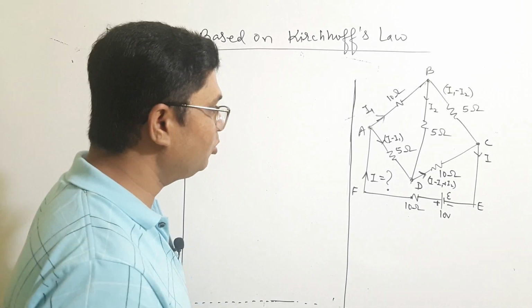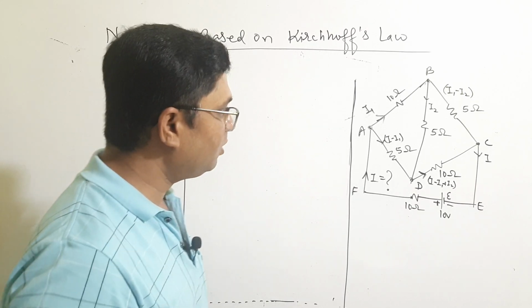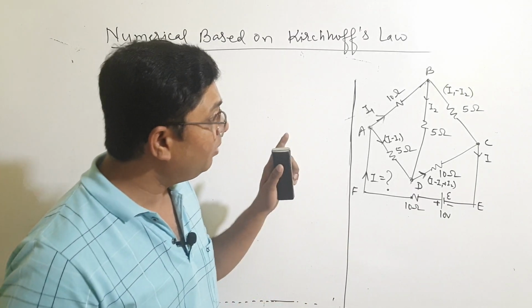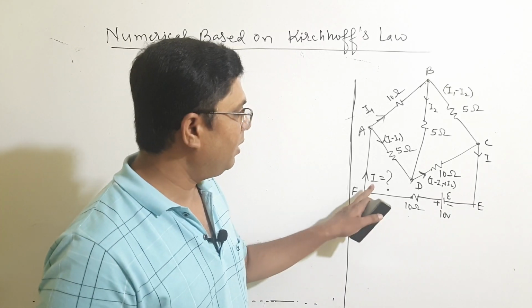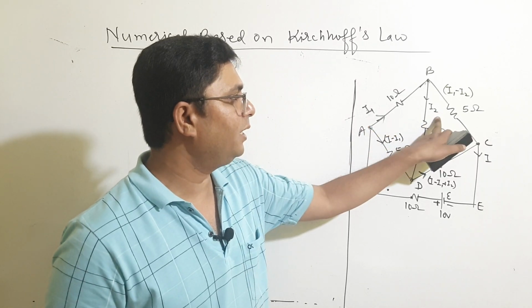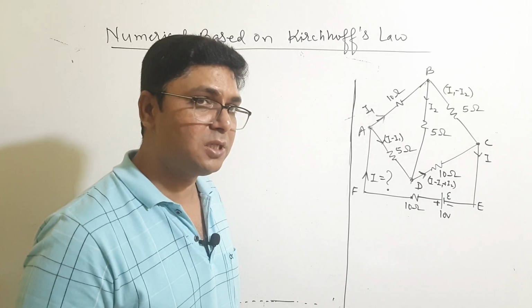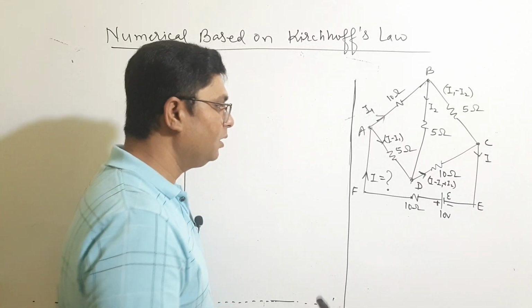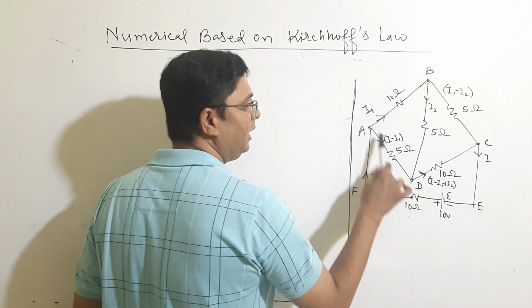For that we are using Kirchhoff's voltage law in different loops. First of all, you have to see how many variables are here. Here we have three variables. Variable number one is I, second is I1, and next is I2. So you have to generate a minimum of three equations to solve this numerical. The first equation will be generated in the loop A, B, D, A.